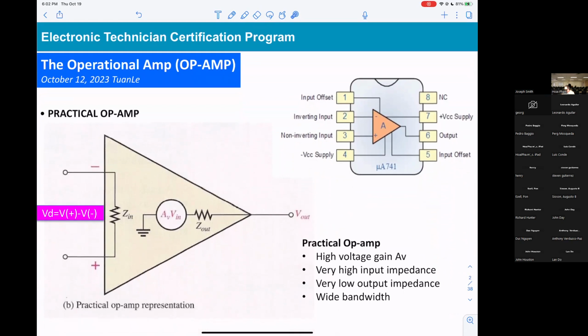Now this is the one telling you what pin does what for the operational amplifier 741. That's the name of the op-amp. Practical op-amp: high voltage gain, AV, very high input impedance, very low output impedance, wide bandwidth.